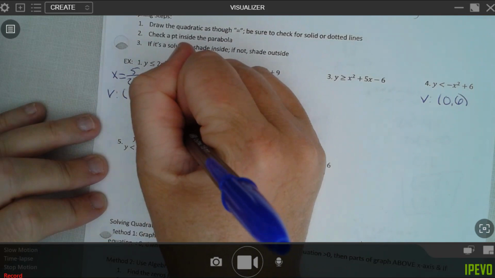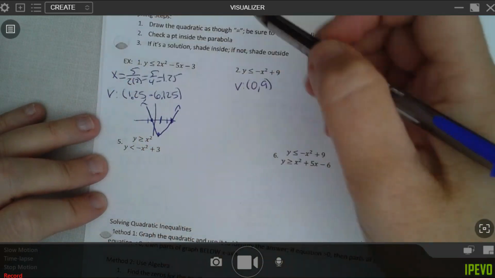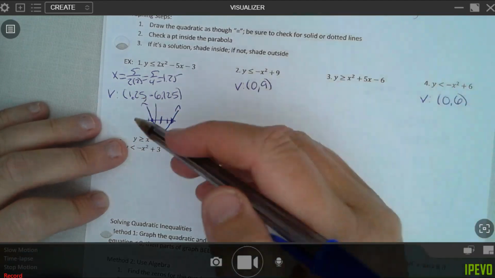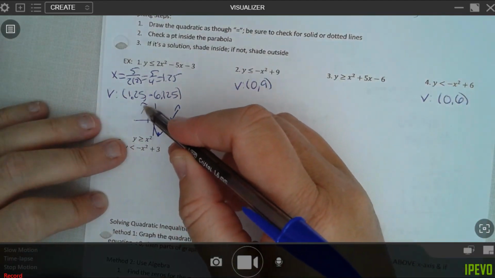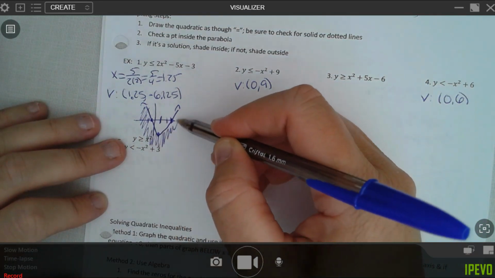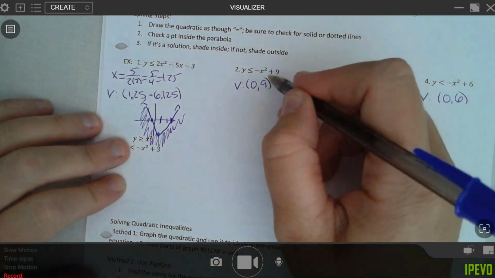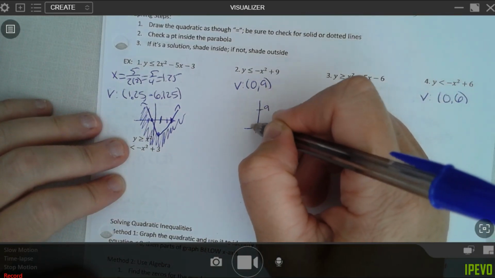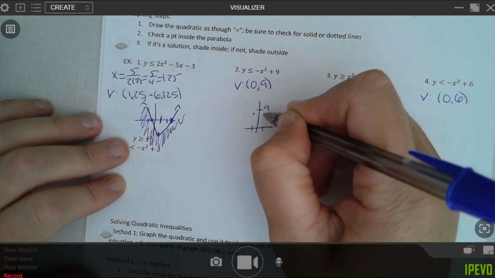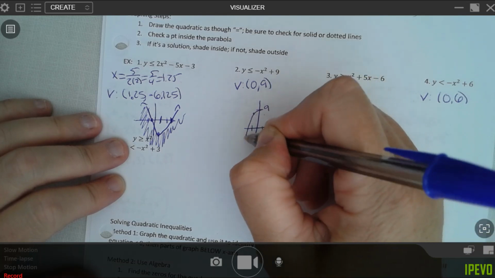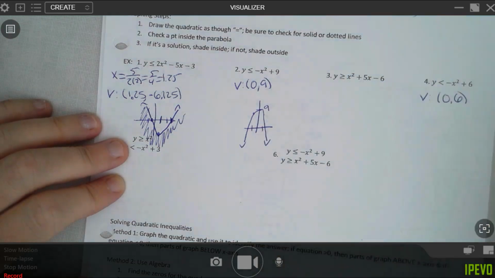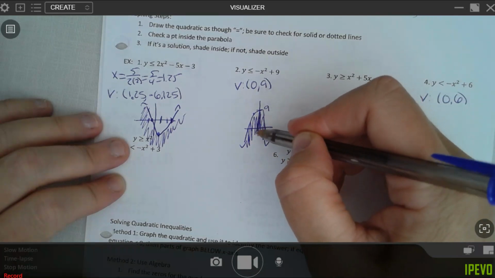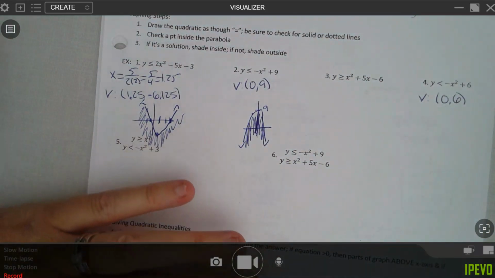I'm going to use a solid line because there's an equal to right here. So that equal to gives me the solid line. If y's are less than it, so here is going to be y is less than, so I'm going to show it on the outside of this picture. So this one right here, the vertex is at 0, 9. Just an upside down parabola. So my next point would be like 1, 8, and negative 1, 8. Y is less than, so less than this time is on the inside of the parabola because these are the y's right here that are less than the other ones.